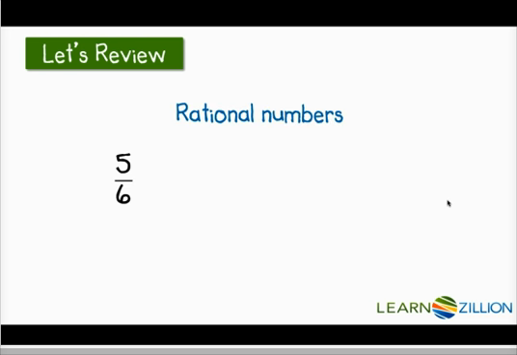We've got a few rational numbers here: 5x over 6, 2 over 7, 2 over 7x. We want to think of each of those as the numerator divided by the denominator. And just because we have that unknown variable, that x, we can still look at it the same way. Remember, x is just standing in for a number, so we still want to think of it as 5x divided by 6 or 2 divided by 7x.